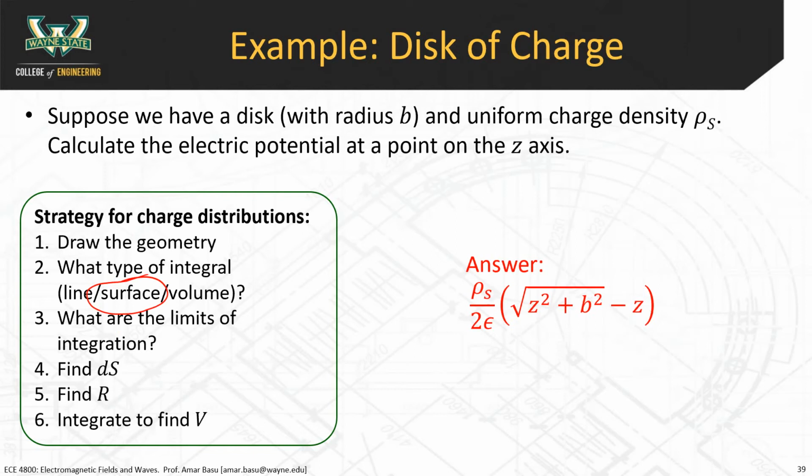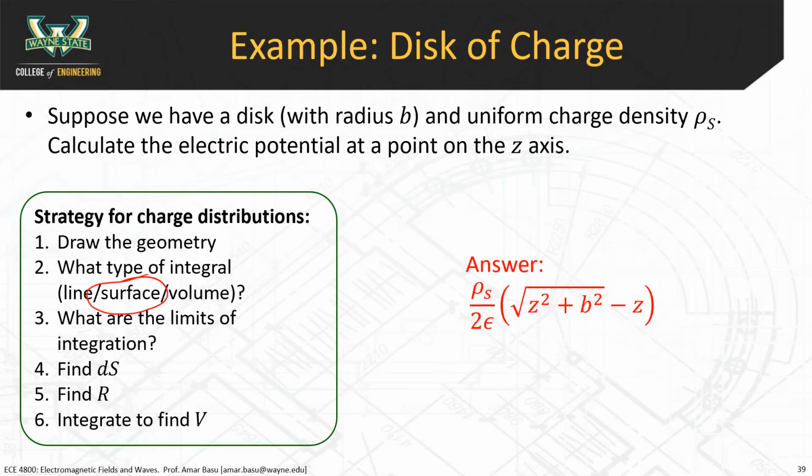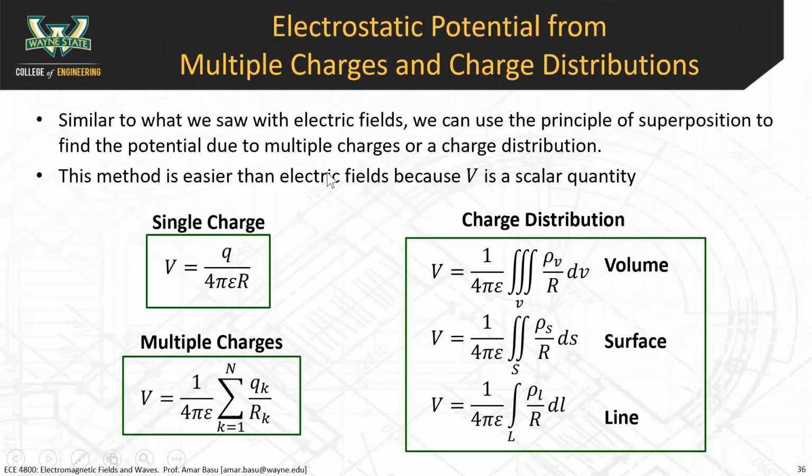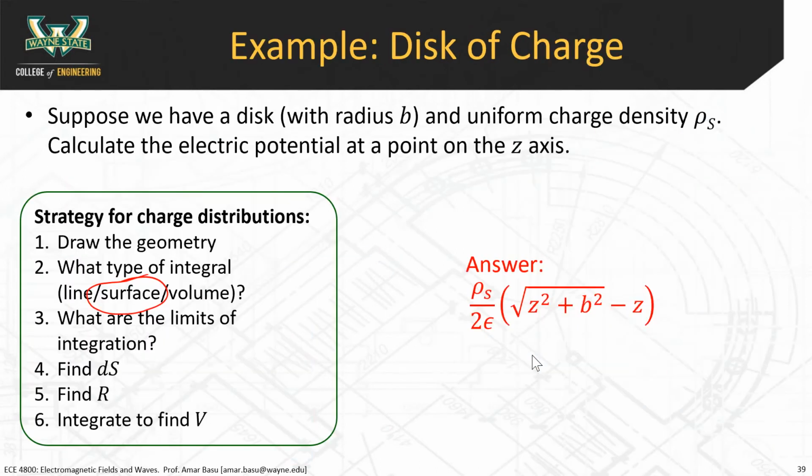Now the next part is, what are the limits of integration? So what I'm going to do here is show you this image real quick. This is going to be the disk of charge. And I'm also going to remind you of what the equation is. This is the equation for surface charge distribution. So you can see that we have two integrals that are going to be done. So where do we want to integrate to be able to integrate over that disk of charge?